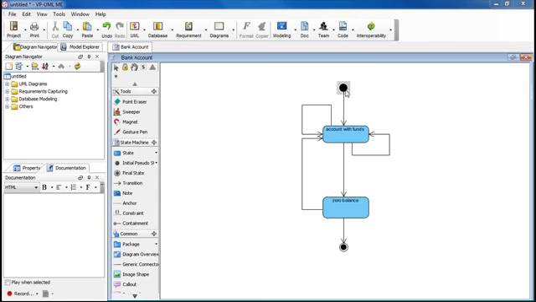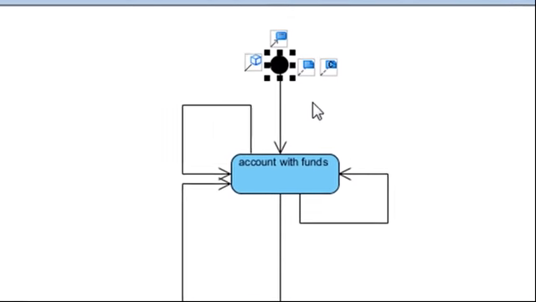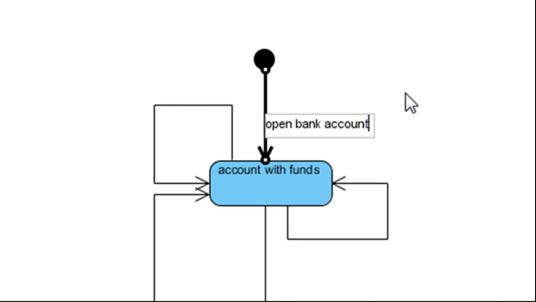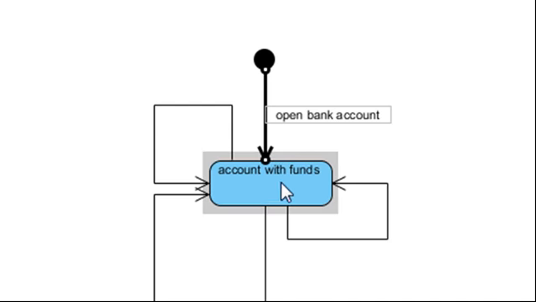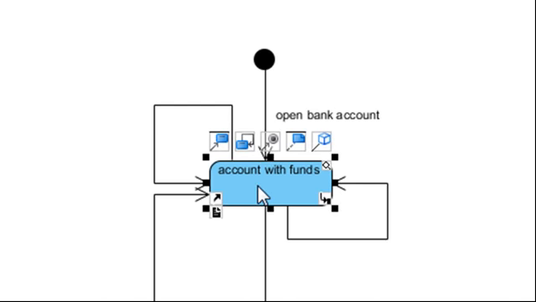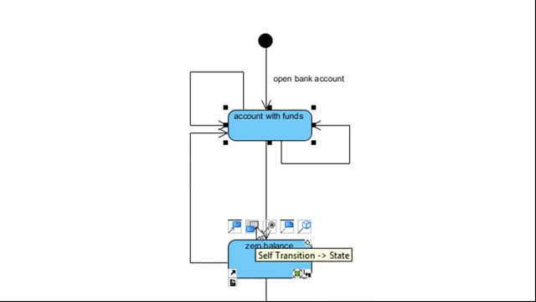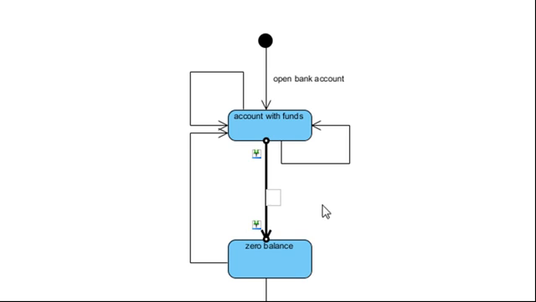Now let's start with the initial state here. And let's say that after you open a bank account, you enter this state here. So double click on this transition here, and in the text box enter open bank account, and then press enter when you're done. And then from this state here, let's say you withdraw all the money, then you enter this zero balance state. So double click this transition here, and then let's enter withdraw funds, and then press enter.